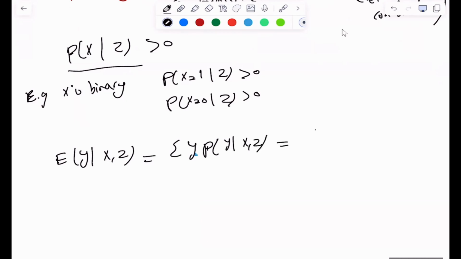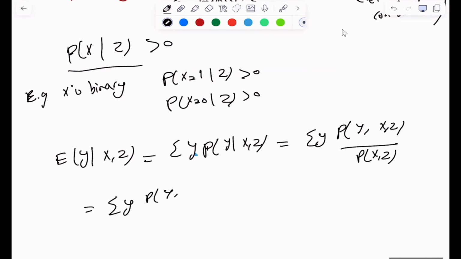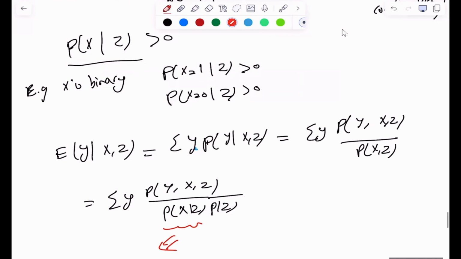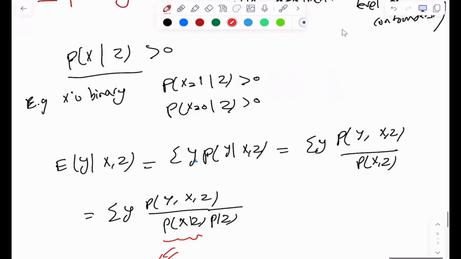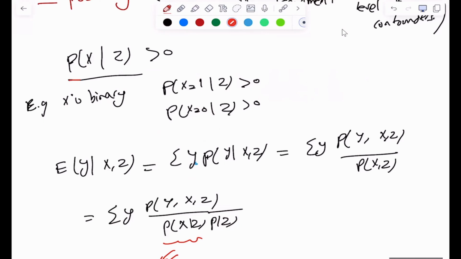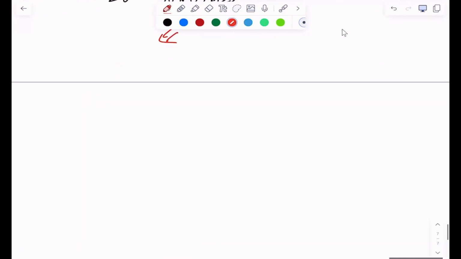So this one is equal to what? Use conditional probability and joint probability, you get P of Y, X and Z, over P of X and Z. One more step. Look at this. If positivity is not valid, the denominator is equal to 0, and this quantity is not defined. So the positivity should be valid. That's why I actually derived this expression. Great. Let's go to the next one.